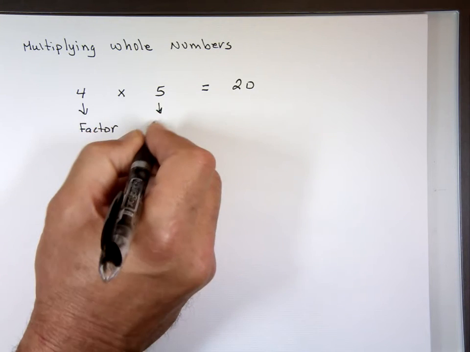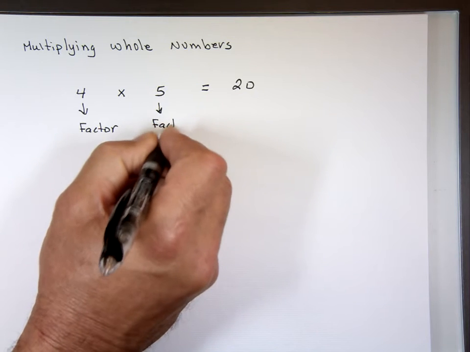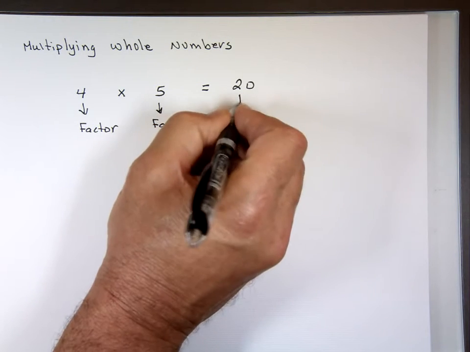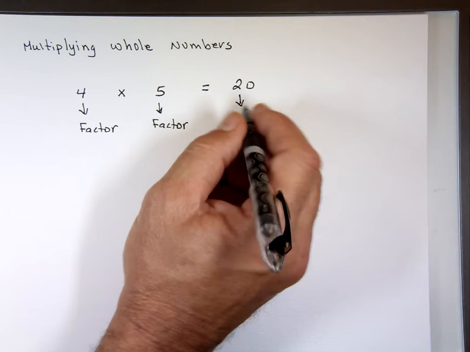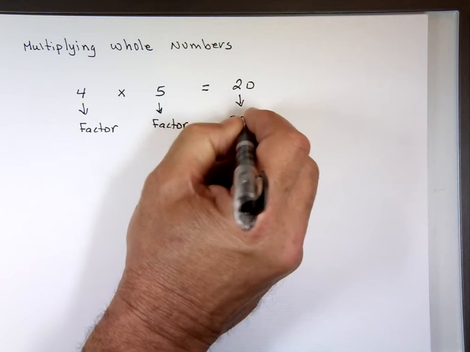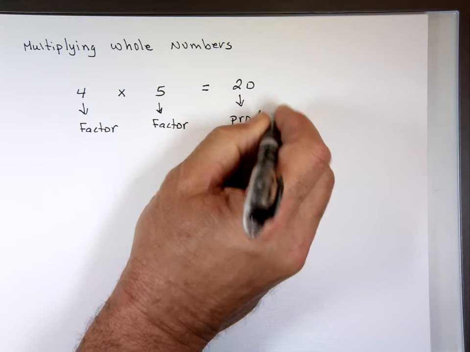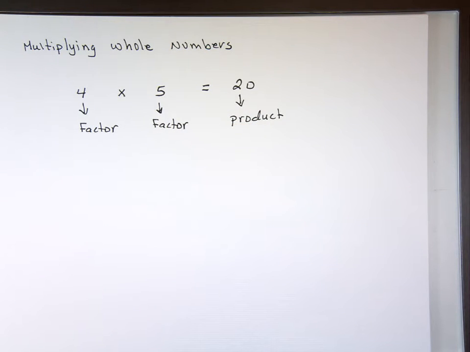This is also called what? Factor. And the result is always called what? Not sum. Sum is for addition. Product. Thank you. Product. Again, when we get to section 6 in the book, word problems, when you hear the word product, that tells you it's multiplication.